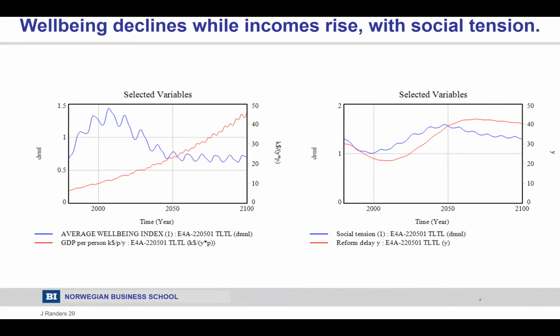To the right, we have the important indicator, the social tension indicator, the blue line. And the blue line is basically, as I said before, the derivative of well-being. So when well-being is rising, you see social tension going down. When well-being is starting to decline, between 2000 and 2050, the social tensions rise, and then they stay at that high level during the rest of this century.